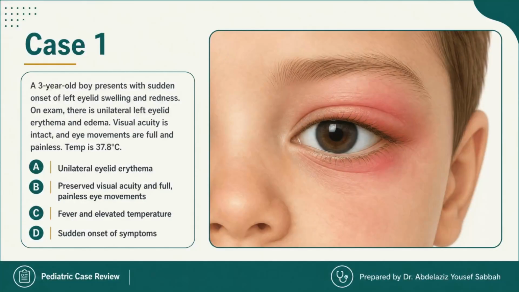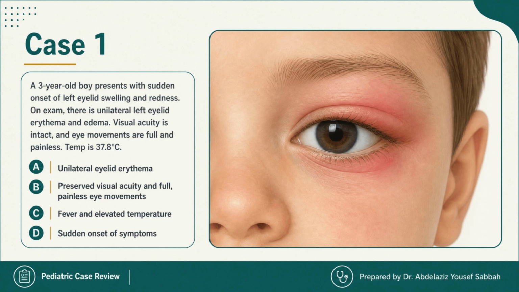A 3-year-old boy presents with sudden onset of left eyelid swelling and redness. On examination, there is unilateral left eyelid erythema and edema. Visual acuity is intact, and eye movements are full and painless. Temperature is 37.8 degrees Celsius. Which feature on this examination is the most reassuring sign that this is preseptal rather than postseptal cellulitis?